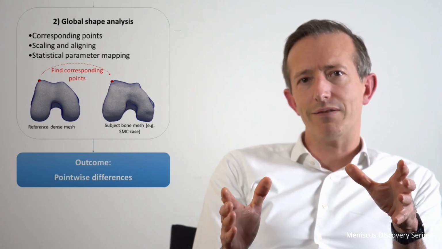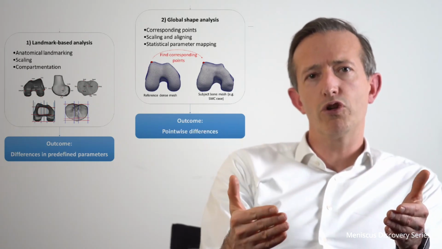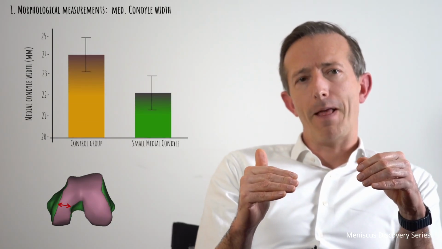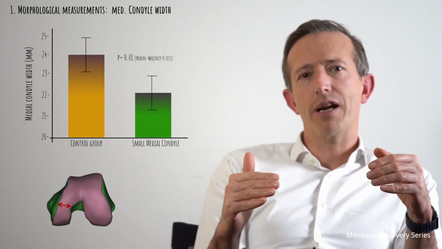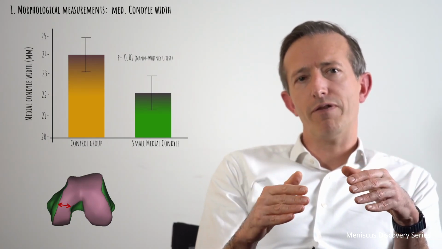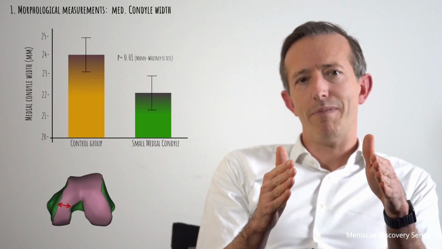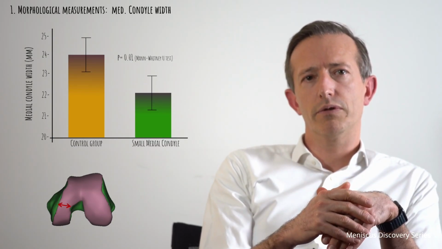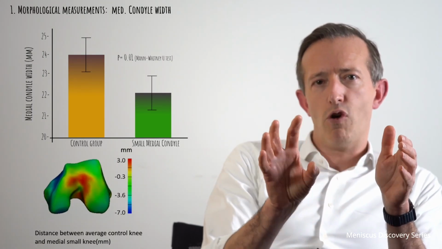It's computerized, it's independent of the observer. It's basically the computer doing the analysis of the bone morphotype. What we saw in these two groups, the differences that we saw were very clear. Basically, the small medial femoral condyle group had a significantly smaller medial femoral condyle, measured in the ML direction, in comparison to the control group.